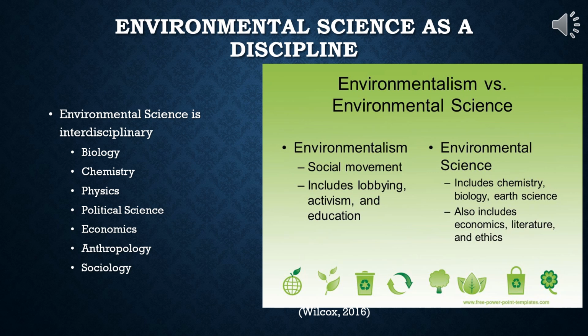Environmental science is incredibly interdisciplinary. It includes information from a variety of different disciplines. We're talking about biology, chemistry, physics, political science, economics, anthropology, sociology, and if we really want to get specific, we're talking linguistics too. How do we refer to our planet and the things that we have done to it? You could also include English and journalism and media studies. How do we actually talk about and share the information that we have?